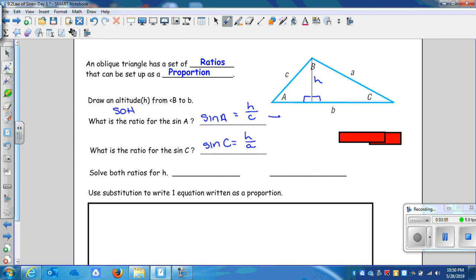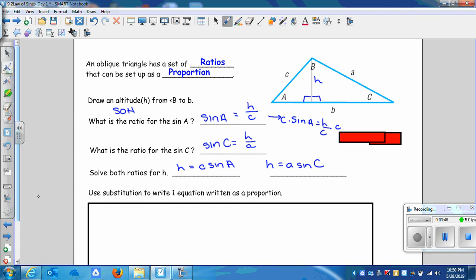So I'm going to solve both of these ratios for h. If I take this first example here, I can solve for h by multiplying both sides by c. So I'm going to show this one really quickly. So sine A equals h over c, and we're multiplying both sides by little c, and you'll get that h equals c times sine A. And make sure you're clear that that's the little c, and then the sine of big A. If I do the same thing and solve for h for the sine ratio for sine C, I get h equals little a times the sine of big C.